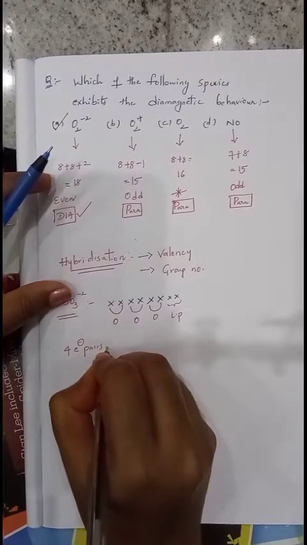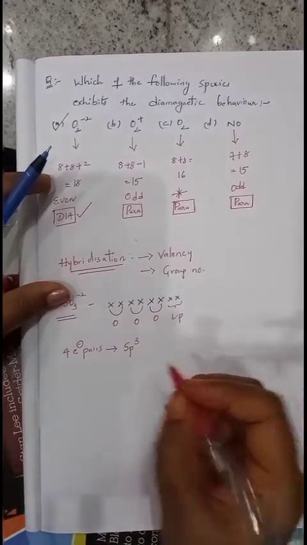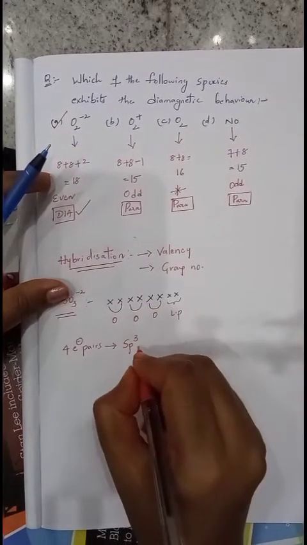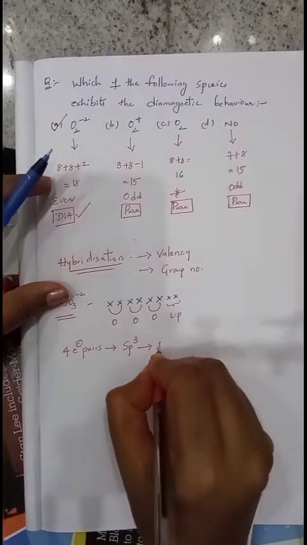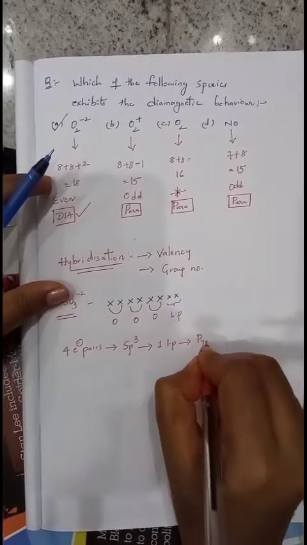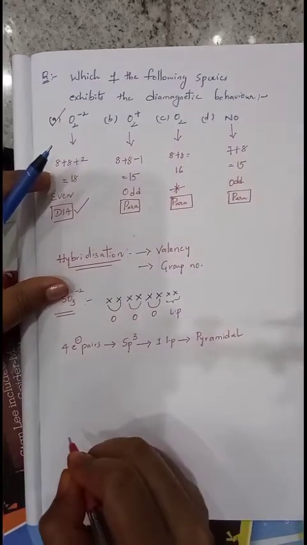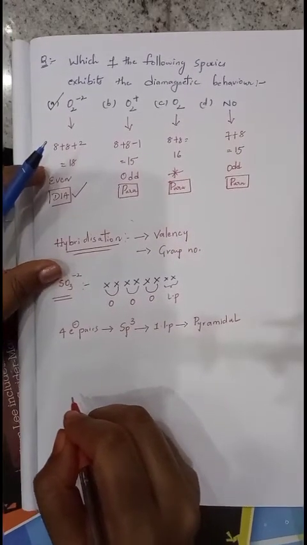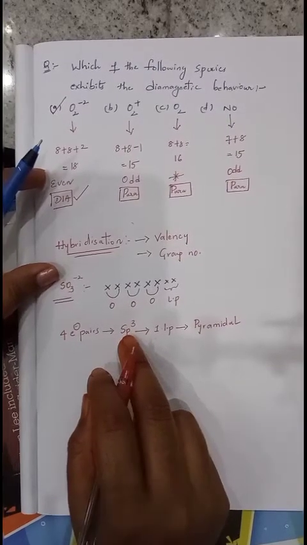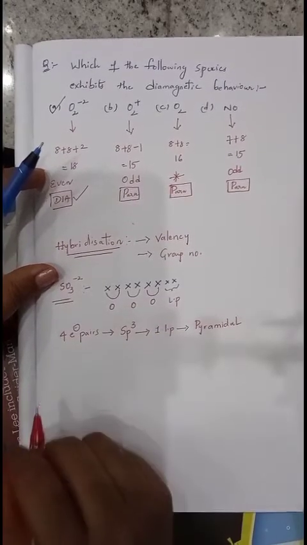To accommodate these 4 electron pairs, it should undergo sp3 hybridization because it has 4 hybrid orbitals, 3 here and 1 here, totally 4. So sp3 hybridization, which contains one lone pair of electrons, shows pyramidal shape. Okay, pyramidal shape according to VSEPR theory. So 4 electron pairs accommodate in sp3 hybrid orbitals. sp3 hybridization with one lone pair of electrons has pyramidal geometry.